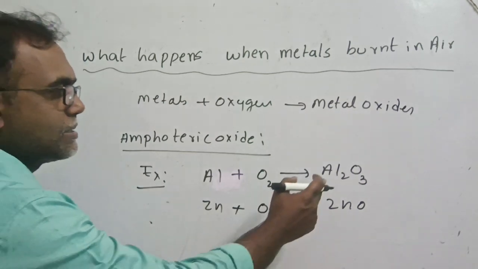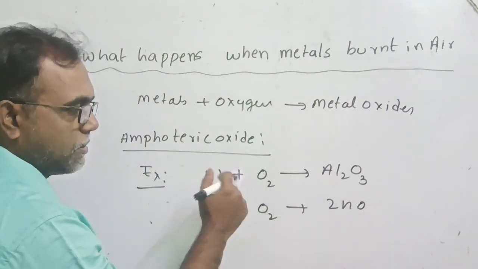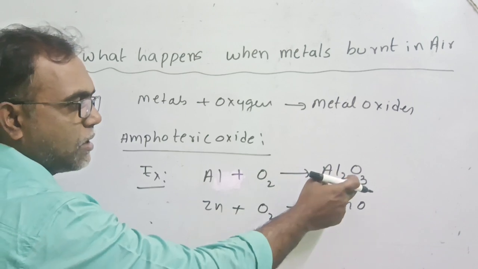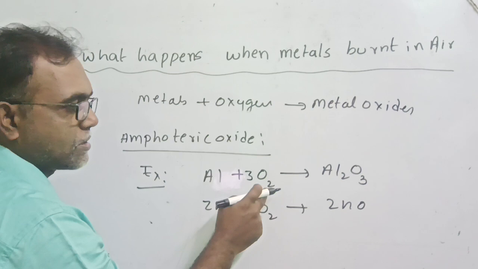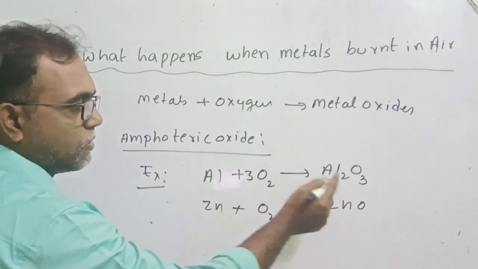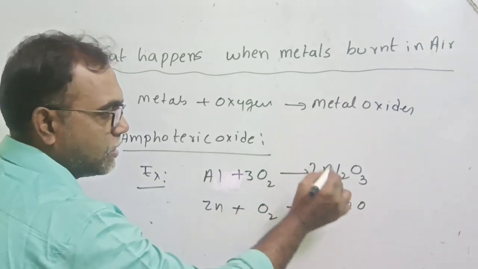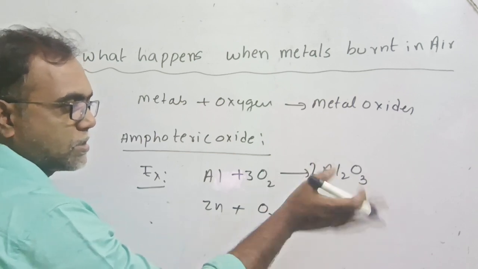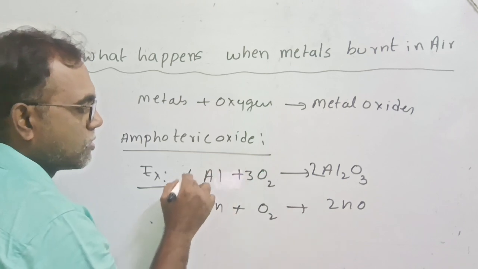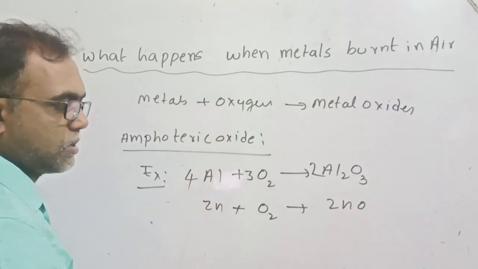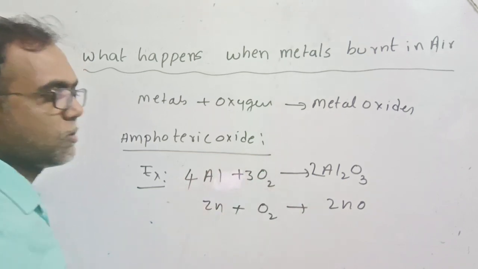To balance this, first we need to balance the oxygen atoms. Here I'll keep 3, so 3 twos are 6 oxygen atoms, balanced. Now how many aluminum atoms are there? 2 twos are 4, so 4 aluminum atoms are balanced. This reaction is then automatically balanced.